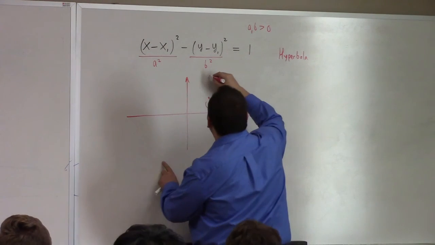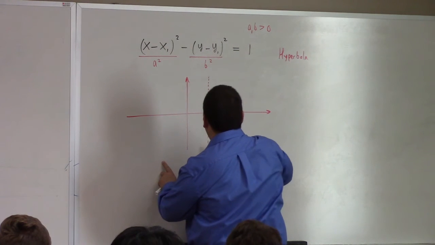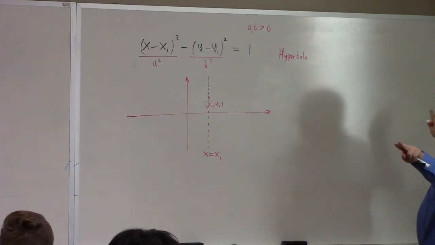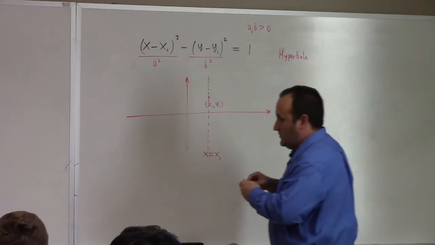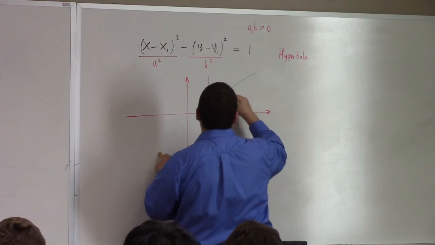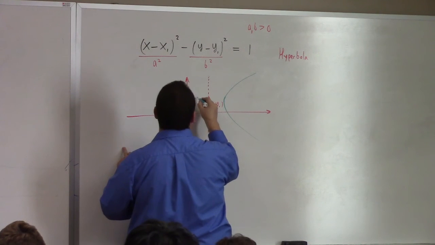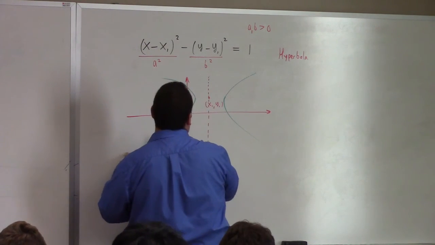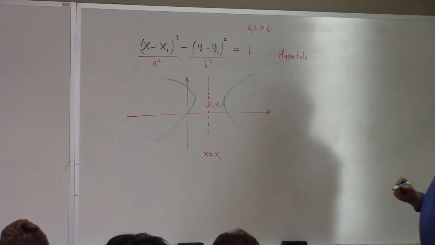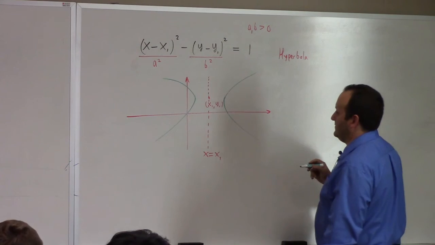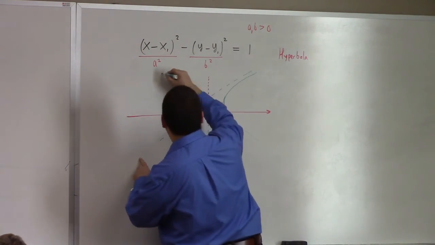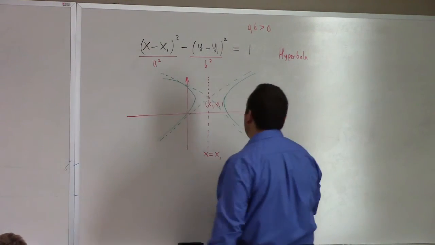So this is a, what kind of opening one? Here's your x equals x1, right? So this is a hyperbola which opens sideways, all right? There's two branches, right? The one is like this, and the other one's over here like so. They're both asymptotically going to the asymptotes here, these guys, right? How do you find those?